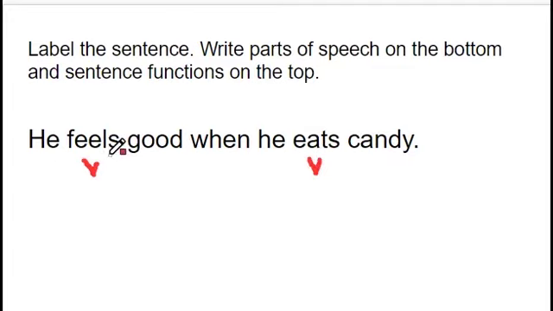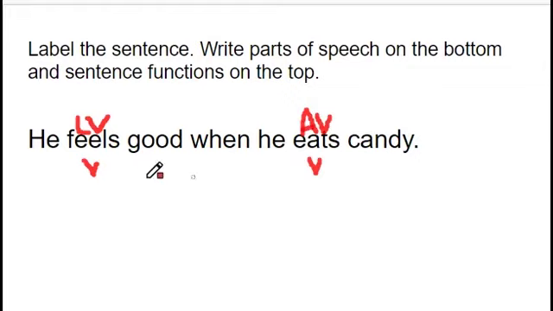Now is feel something you do? I mean, I guess it could be if you're touching something to try and feel the texture or something. But in this case, this is like a being thing. He is good. He feels good. So this is a linking verb. Linking verbs show what you are. I feel good. I smell good. I look good. Okay, and then eats is pretty clearly something you do. So that's an action verb.